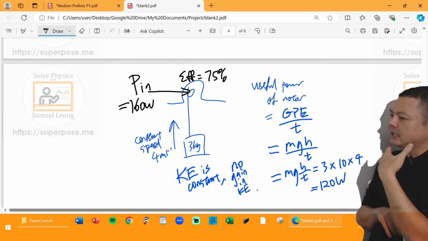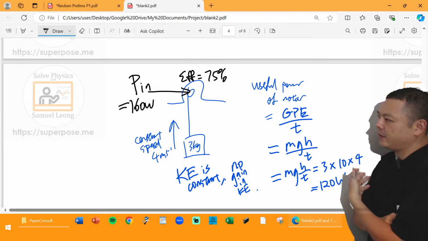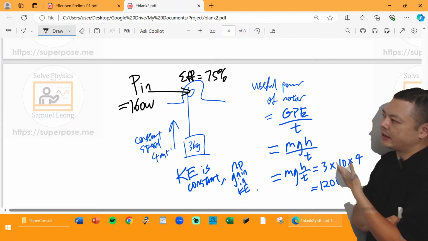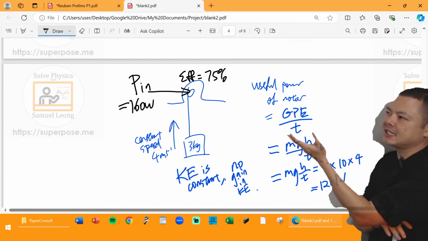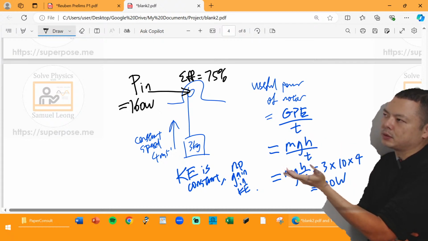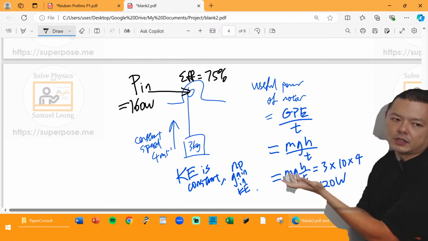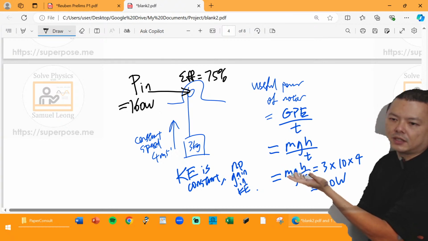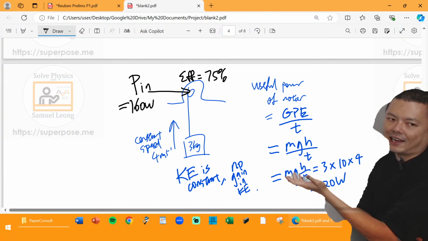Because I think the concept of efficiency, right, is something some people forget. So efficiency is defined as what? Let's say it's a paper 2 question. Like I ask you, define efficiency. How do you define efficiency?